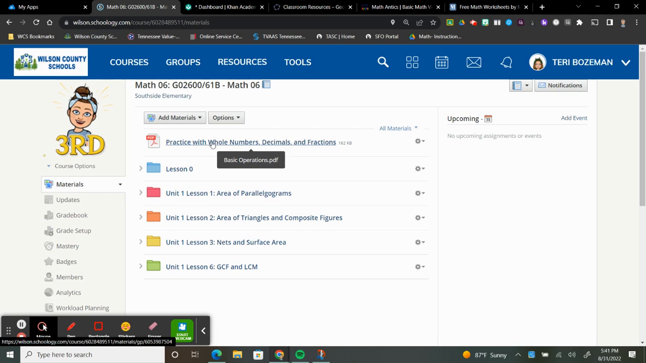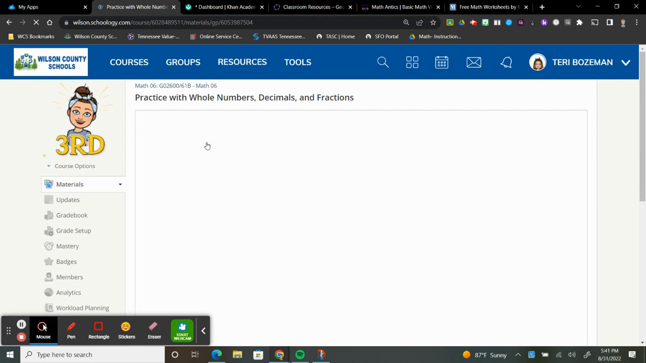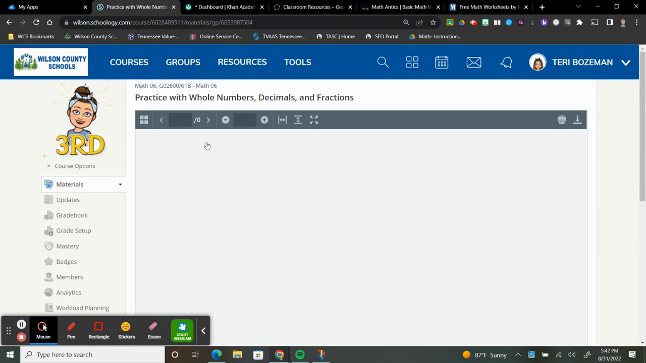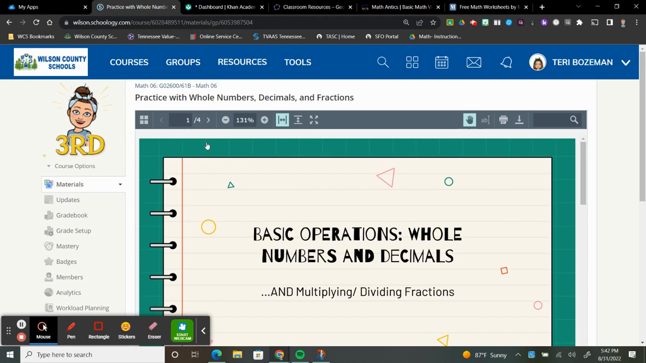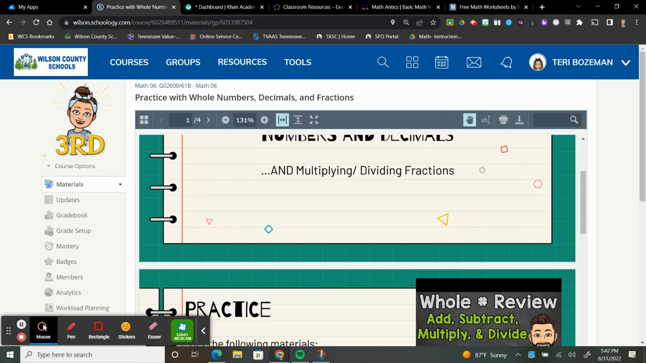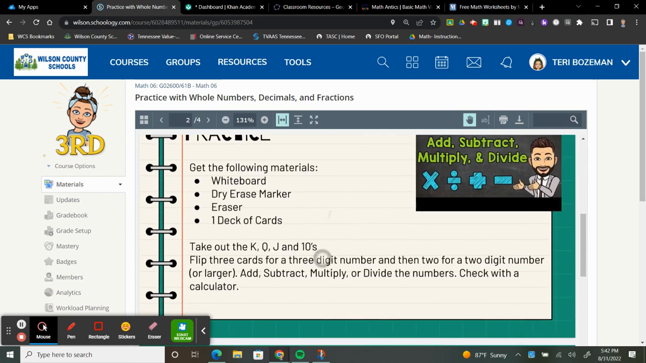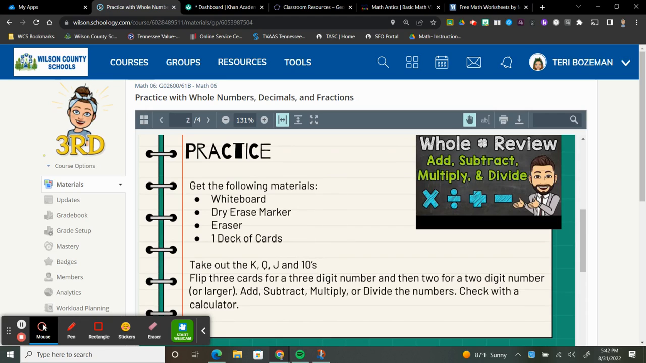So on this, the very first thing is practice with whole numbers, decimals, and fractions. Everything that is on Schoology, other than the videos, of course, is going to be in your student's math binder as well. At the very beginning of the year, I talked to students about whole numbers, decimals, and fractions and how to do basic operations with those. So in this little PDF, there are directions on how to practice.